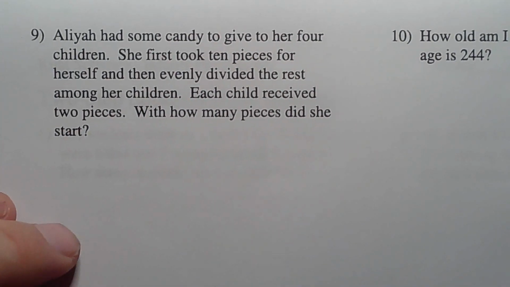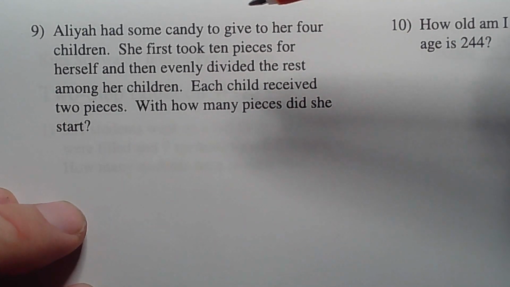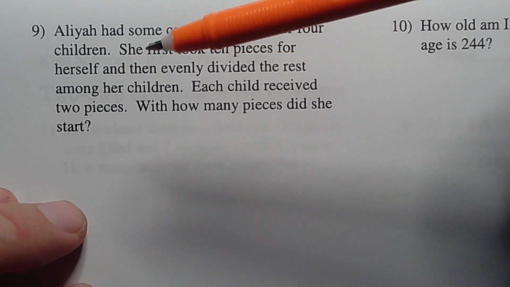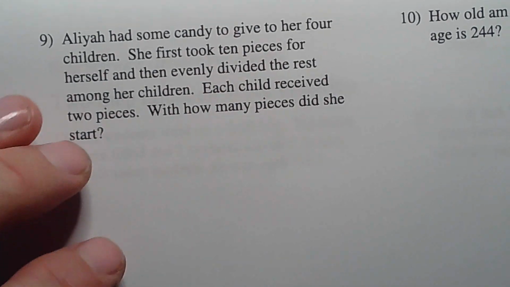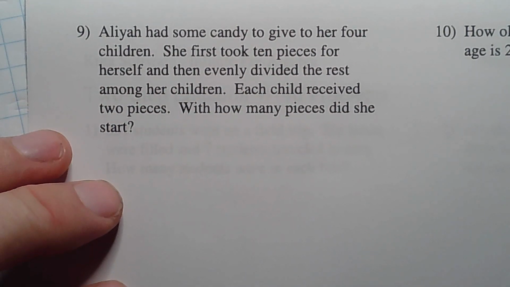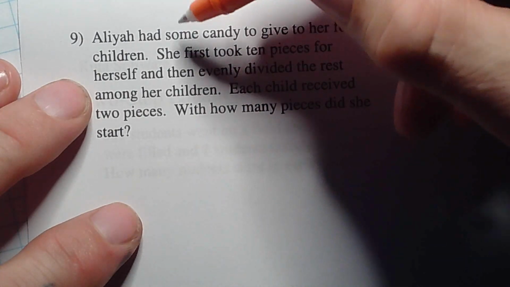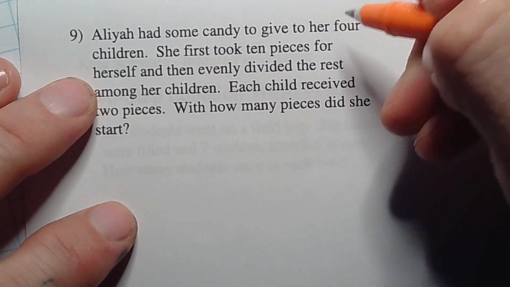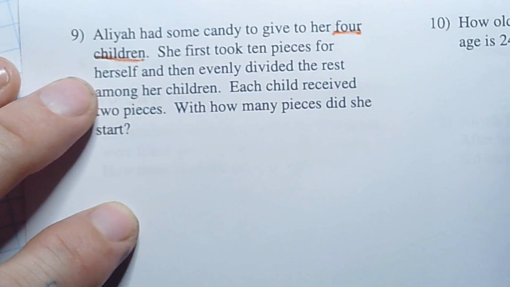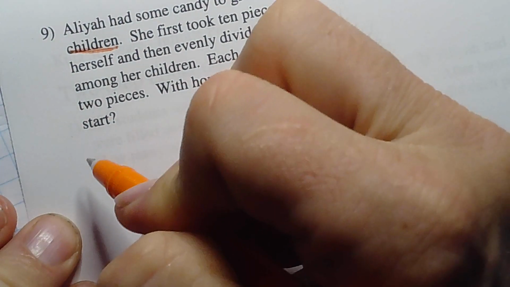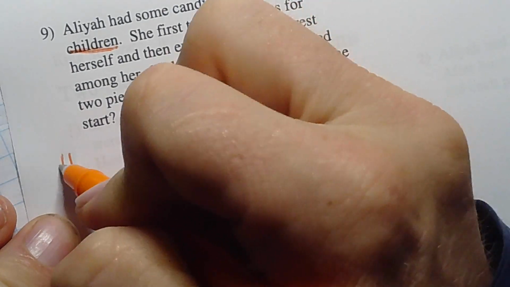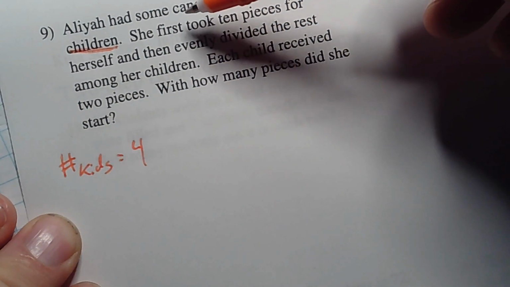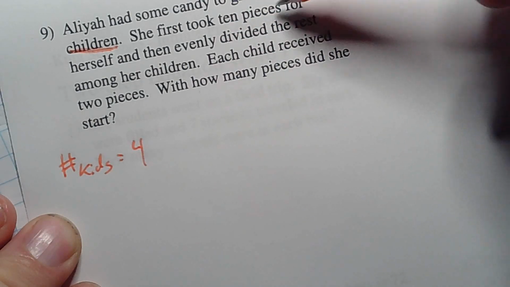Here we have someone who had some candy to give to her children. She took 10 pieces for herself and then divided the rest among them. Each child received 2 pieces. Okay, so we just have to identify some variables and constants. She has some candy to give to her four children. So we're going to call this number of kids equals 4.